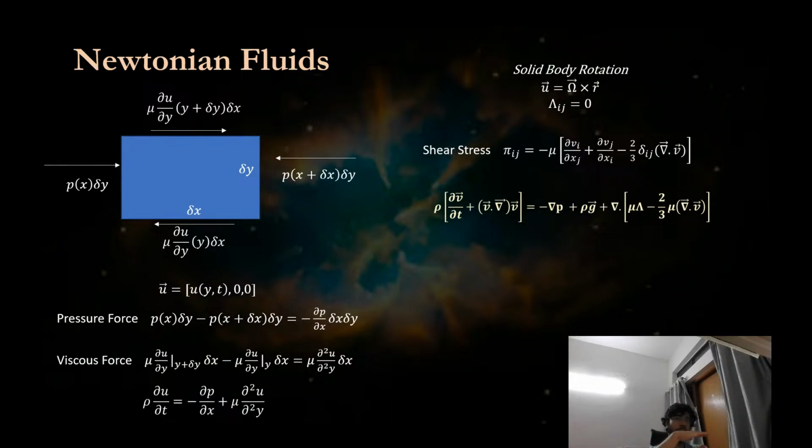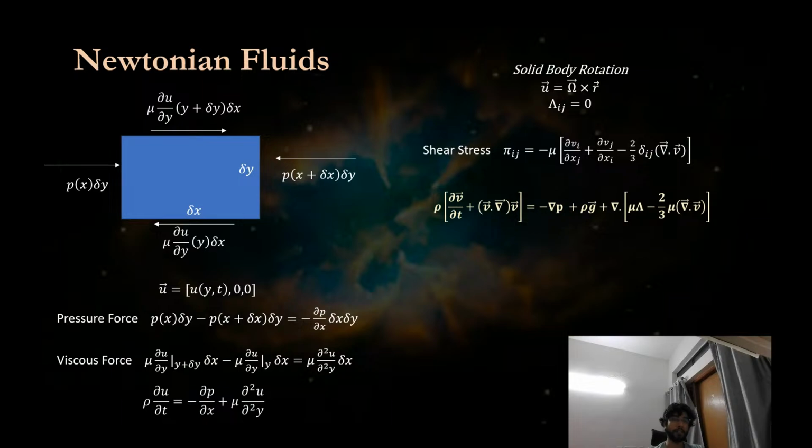So let's say the top sheet has a higher speed, so it will try to drag the bottom sheet along with it, right? On the other hand, if the top sheet has a lower speed, it will try to slow down the surrounding sheets with it, right? So this is exactly how the viscous force acts.